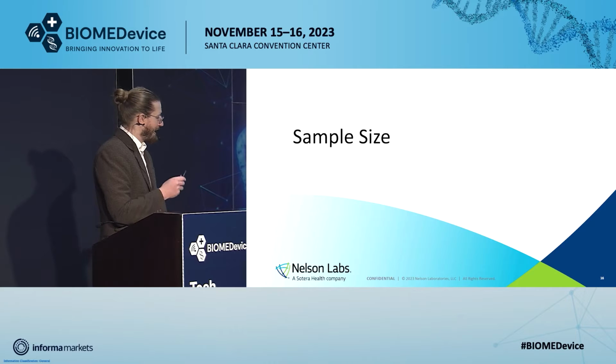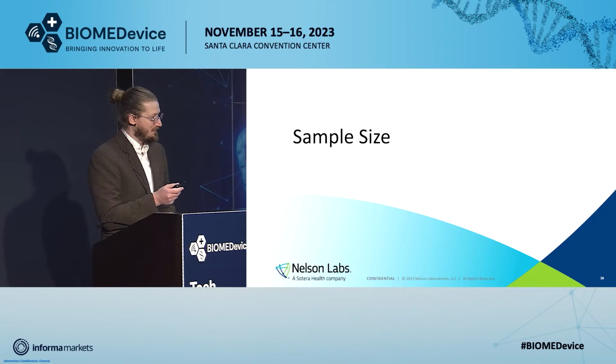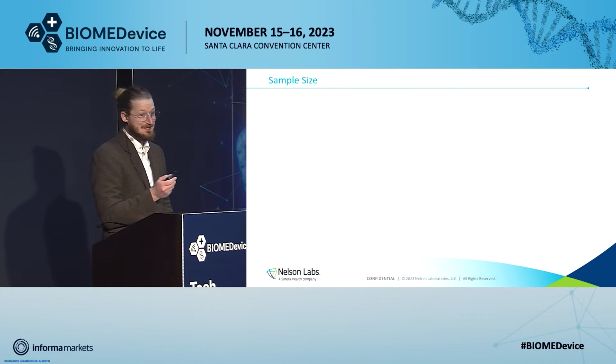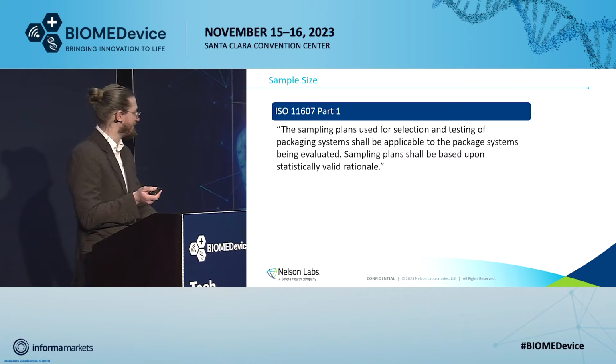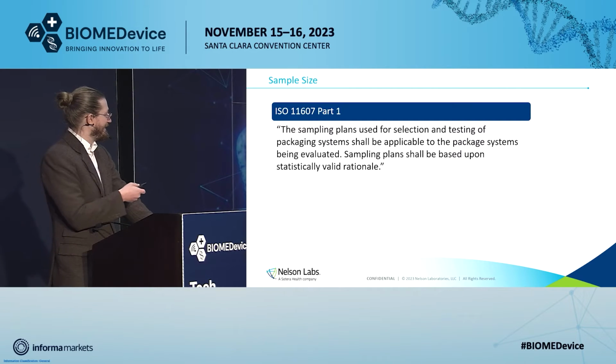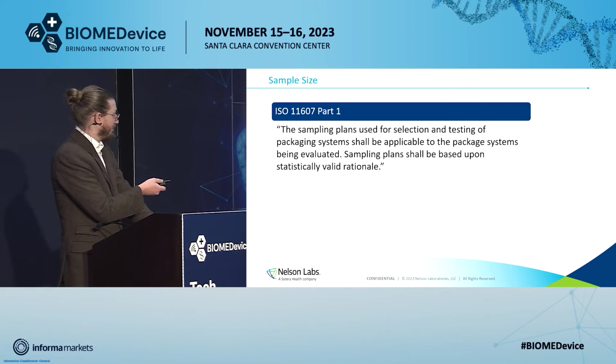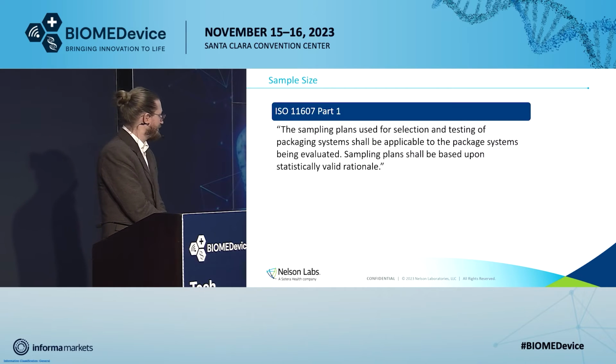Sample size. I would love to talk a lot about this one, but it's very simple what ISO 11607 spells out. The sampling, and I'll just read it to you. The sampling plan used for selection and testing of packaging systems shall be applicable to the packaging systems being evaluated. Sampling plans should be based on statistically valid rationale.